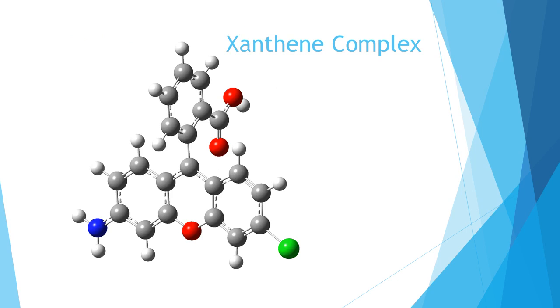This is the xanthene complex that we chose to use in our study. You can see that it has a chlorine in the 3rd position shown in green, an amino group in the 6th position shown in blue, and a benzoic acid in the 9th position of the xanthene rings. In the benzoic acid ring, the acid group is ortho to the xanthene rings.